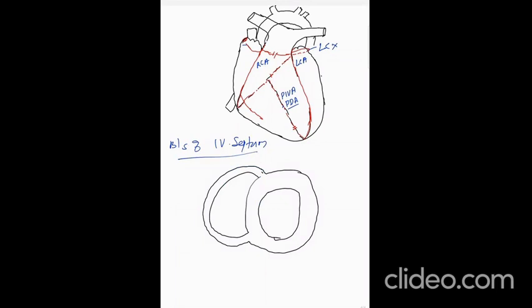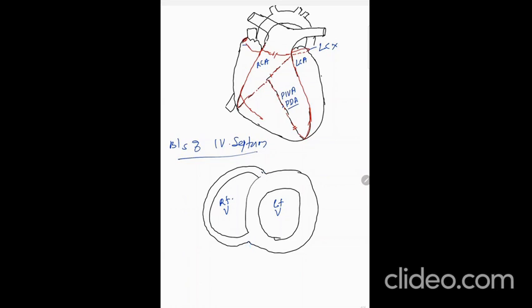Now let us see the blood supply of the interventricular septum. Here this is the right ventricle and here is the left ventricle. We know the right ventricle musculature is thinner when compared to the left ventricle. And what is this one? This is the posterior interventricular sulcus and here is the anterior interventricular sulcus.